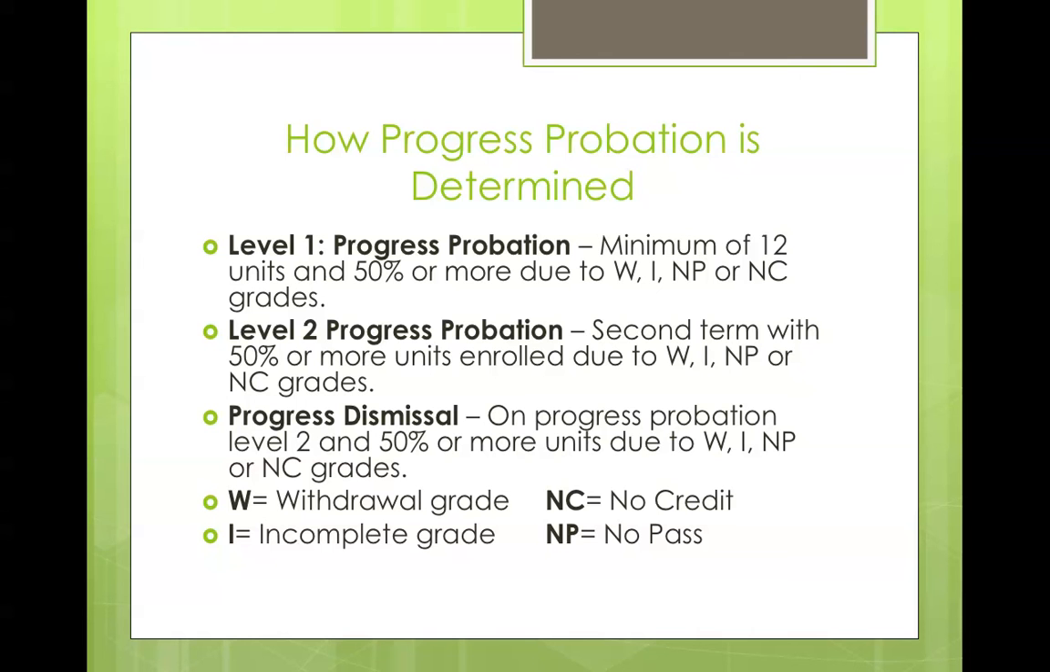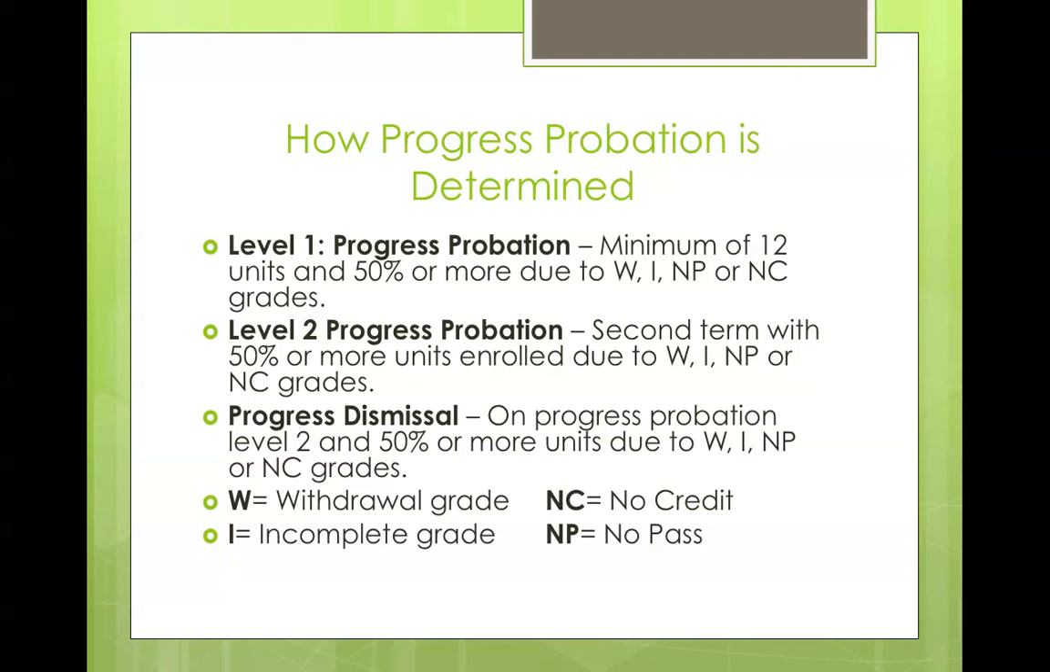Level 2 progress probation: second term, with 50% or more units enrolled due to withdraws, incompletes, no pass, or no credit. Basically that's your cumulative units you have attempted, and 50% of your cumulative attempted units is still one of these letter grades: withdraw, W; I, incomplete grade; NC, no credit; NP, no pass.